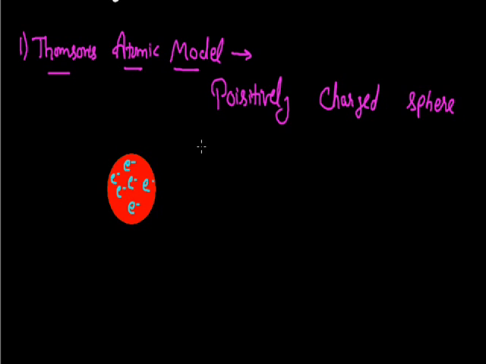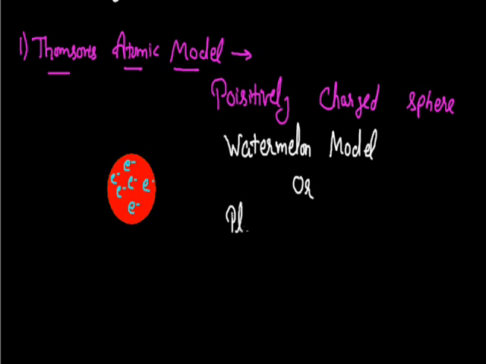We can also compare this with plum pudding. Same as plums are randomly arranged in the pudding, the electrons are randomly distributed in this positively charged sphere. Since the Thomson atomic model has the same arrangement like a watermelon, or the arrangement of electrons and protons shows similarity with plum pudding, another name for this model is the watermelon model, or this model is also known as the plum pudding model. These are the other common names for Thomson's atomic model.